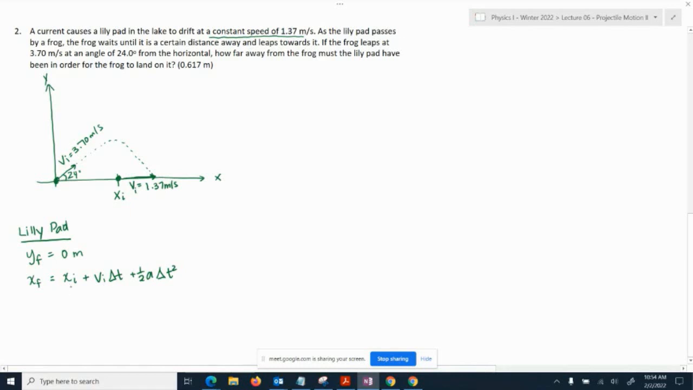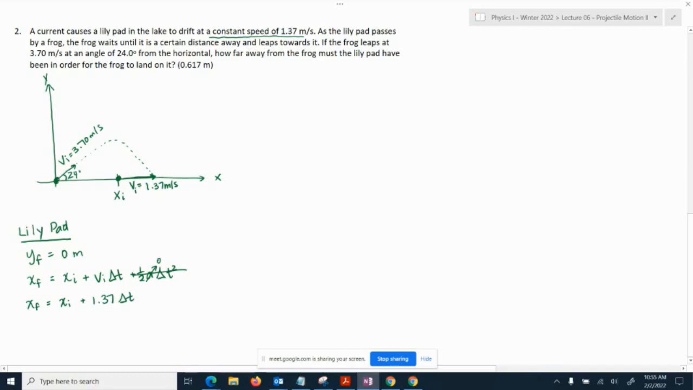So my x initial, that's what I'm trying to find. That's what the question is asking. How far away from the frog must the lily pad have been in order for the frog to land on it? So we're looking for that x initial. My x final of the lily pad then, I'm going to plug in all the things I know, is equal to x initial plus my v initial. This is of the lily pad, so it's 1.37 delta t. And since it's traveling at a constant speed, this acceleration is 0, which means all of this goes away. So that's my equation for the final x position of the lily pad. Like we said before, and I spelled lily pad wrong, so I'm going to fix that.